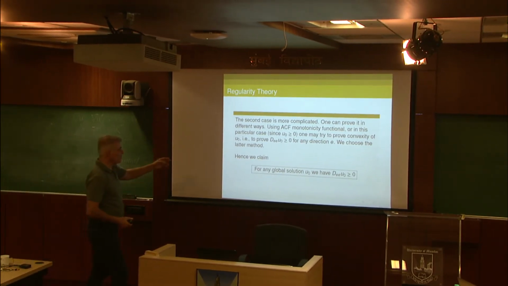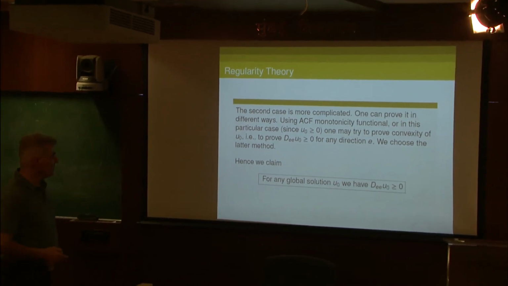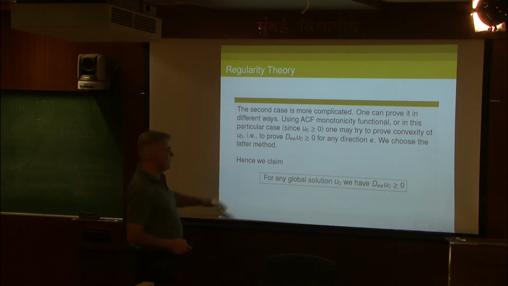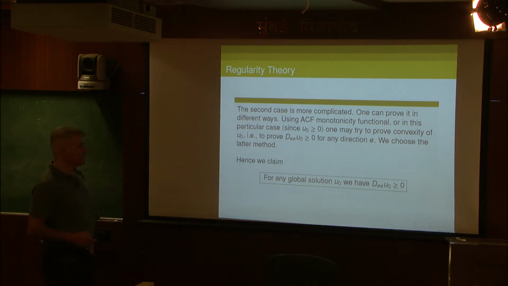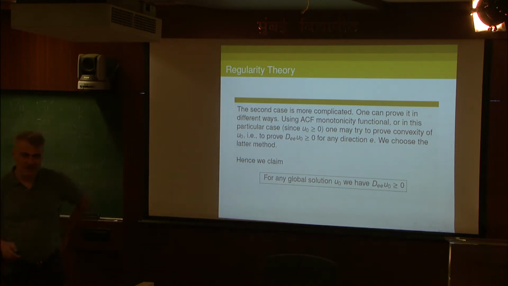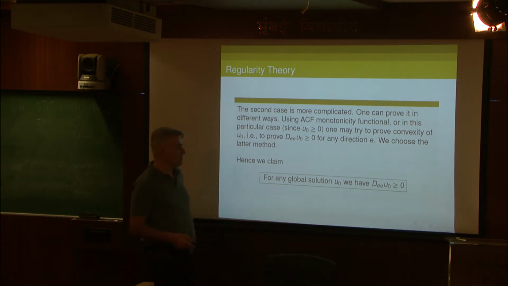So, I gave the proof for this very fast, but you don't need to focus on that. Since u0 is non-negative, I can actually use a different device. So let us start to prove that generally global solutions are convex. They don't even need to be homogeneous, because this proof works very generally. So I will prove that they are convex.